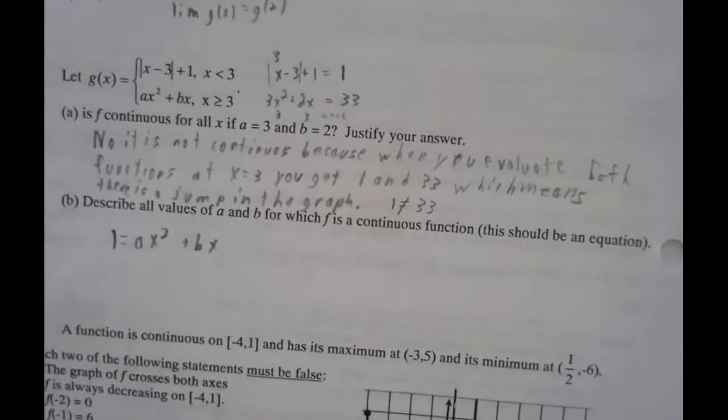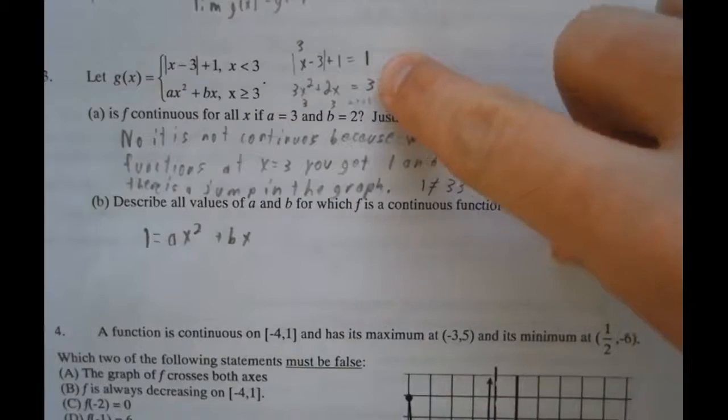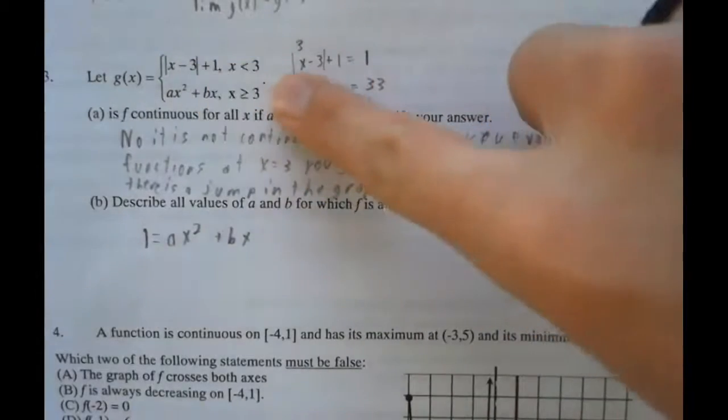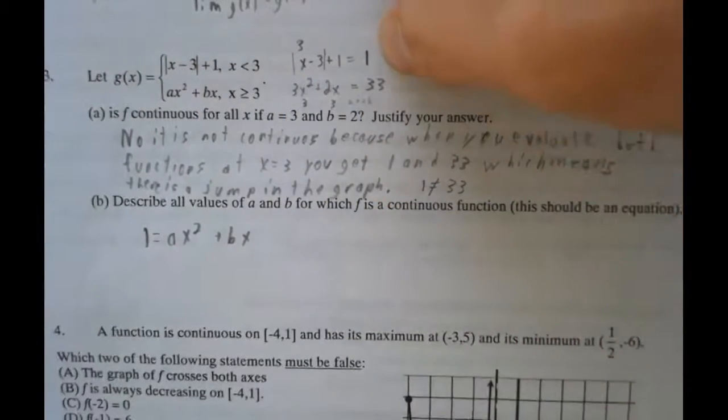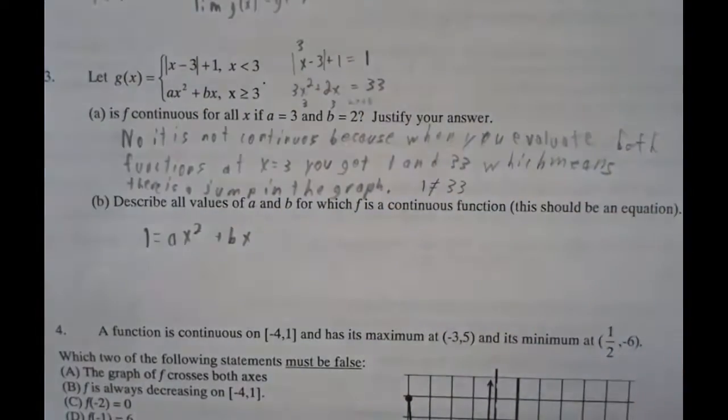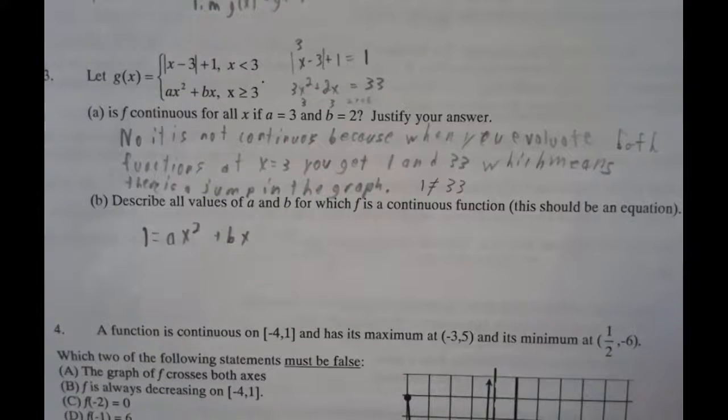Okay, here I evaluated for x at 3, and then I got 1 for the first equation and 33 for the next one. And since those are not equal, that means there's a jump in the graph. Correct.